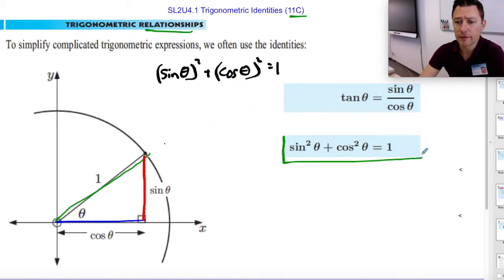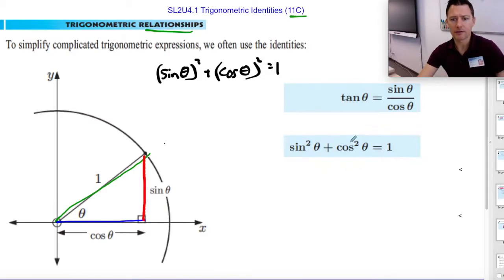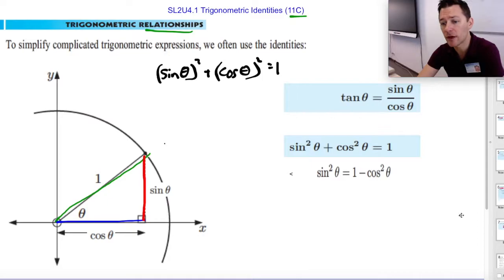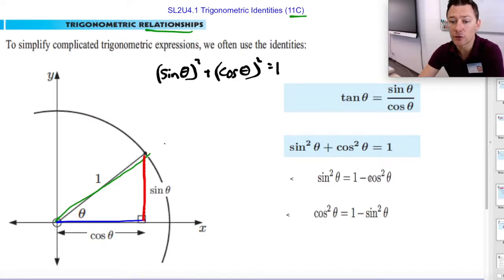A repercussion of this is that you can make expressions that are equal to just sine squared or just cosine squared if you subtract the other one off. So if you subtract cosine squared from both sides, you end up with sine squared is 1 minus cosine squared, or vice versa, subtract and you get cosine squared of theta is 1 minus sine squared of theta, and you use these often as well. So these are nothing more than the Pythagorean theorem applied to the unit circle. Okay, let's try those out in a second.